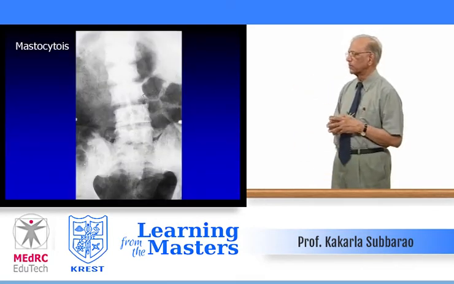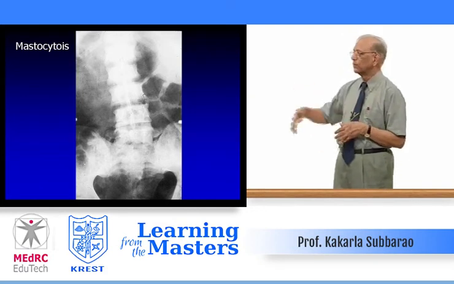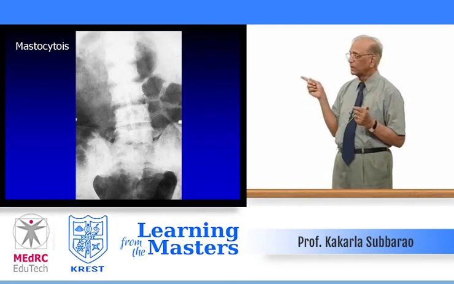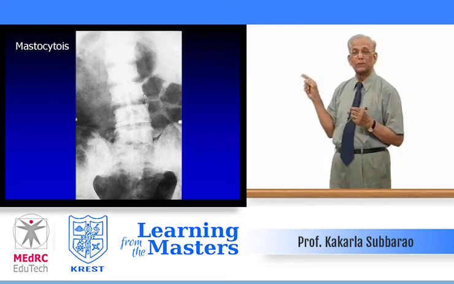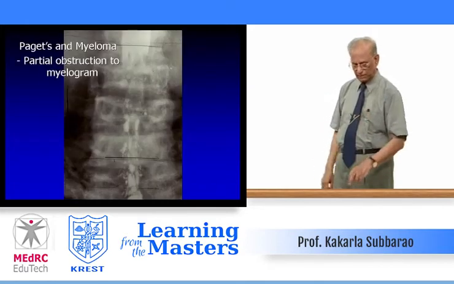This is a case of mastocytosis. How can you say it's mastocytosis? Diffuse involvement, sclerosis, a kind of marble bone disease. Marble bone disease also, but then the age. And look at the left upper quadrant, an enlarged spleen. That gives the clue that there must be some hematological disorder. And with sclerosis, it is mastocytosis.